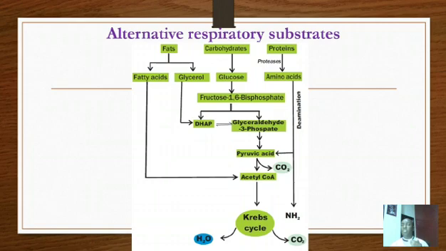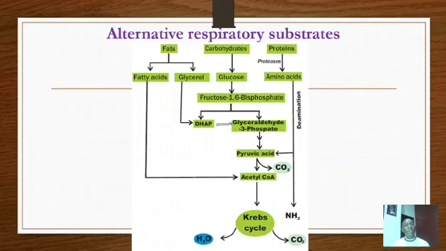But when we talk of alternative respiratory substrates, we mean if carbohydrates are not broken down, then what else can be broken down to release energy? We talked of fats or lipids and proteins. We begin with fats. Fats are broken down in presence of an enzyme known as lipase enzyme. Lipase catalyzes the breakdown of fats into fatty acids and glycerol.